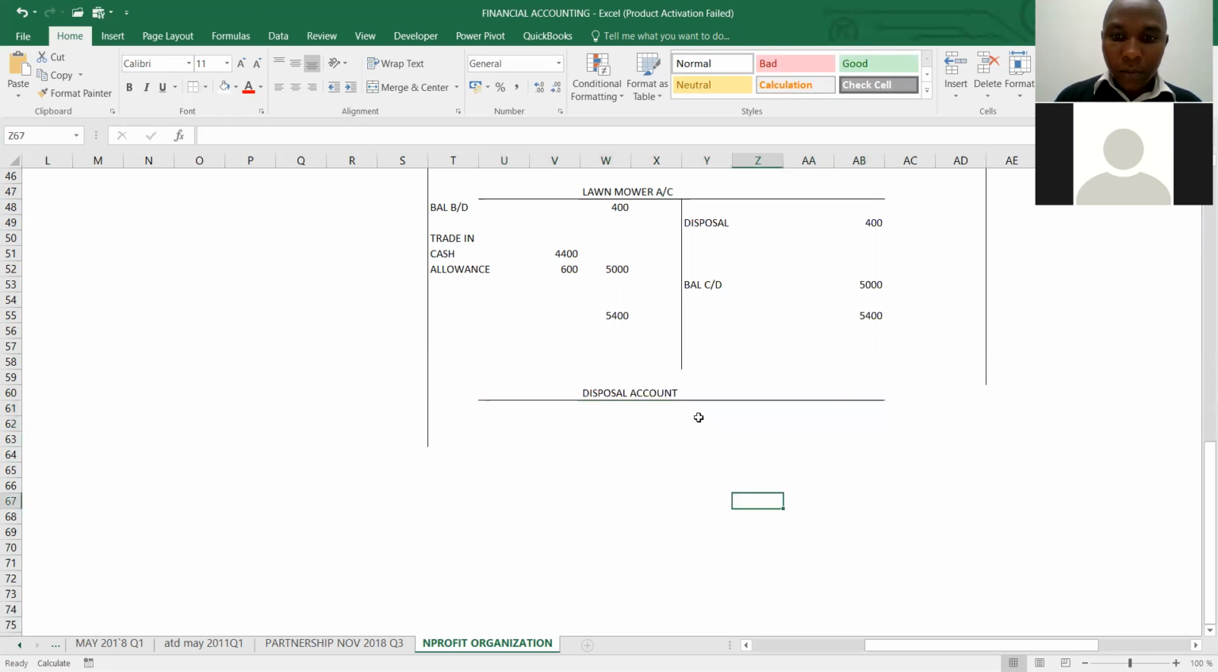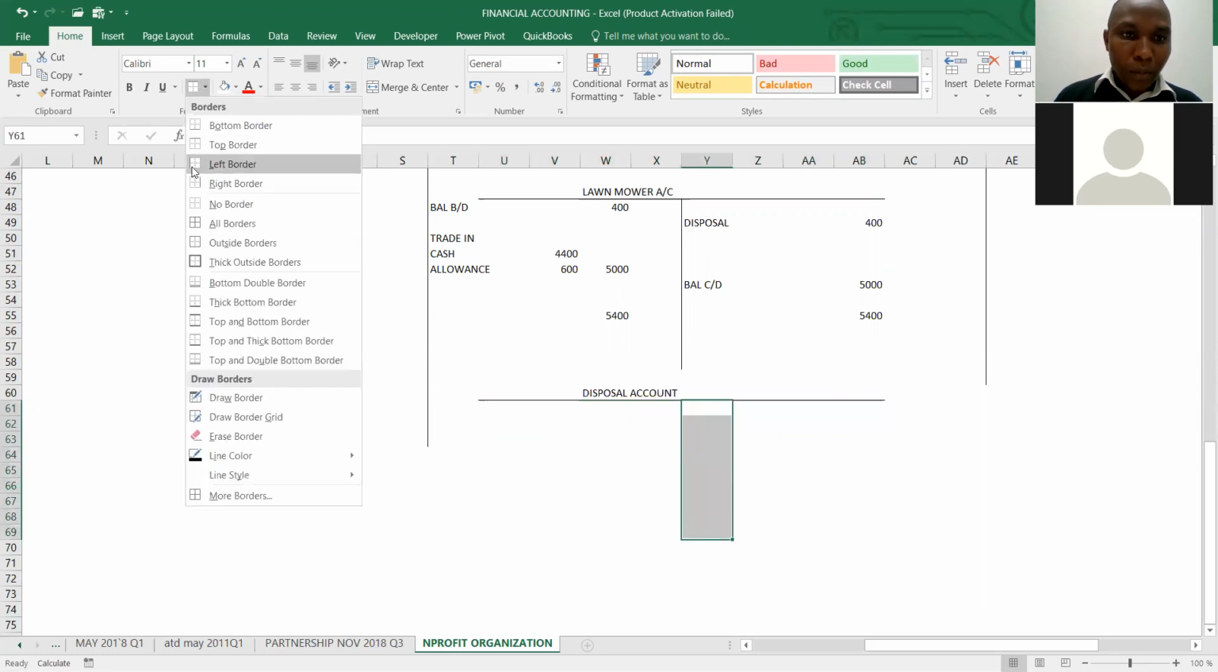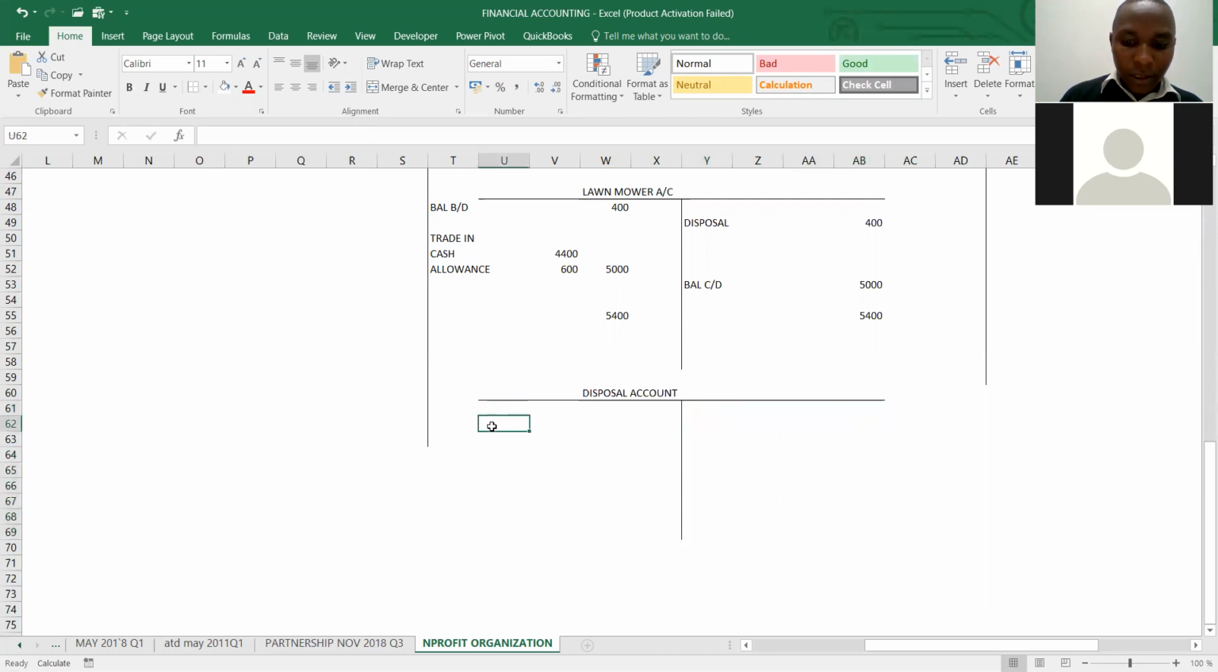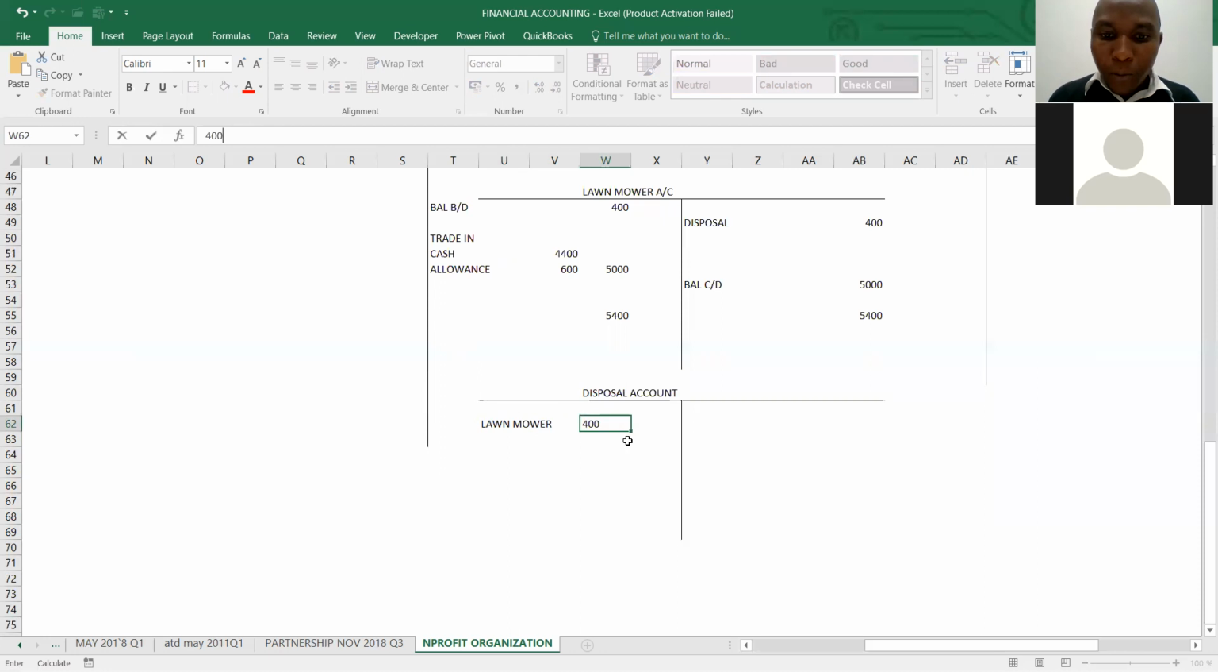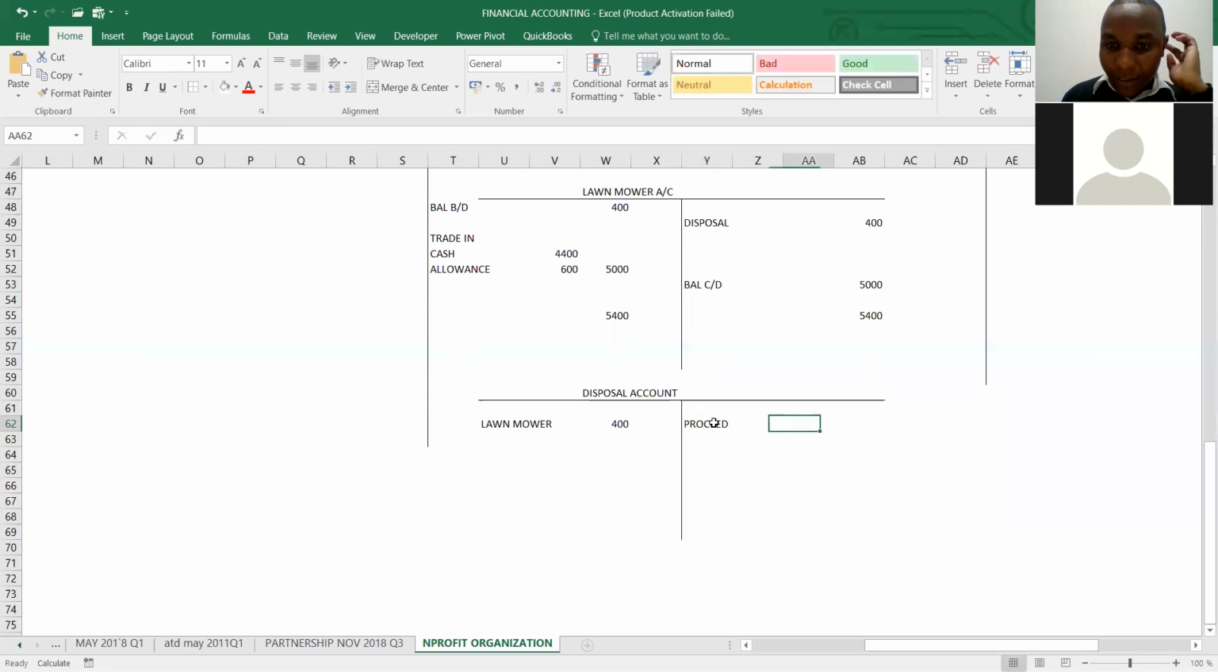Disposal account. So in our disposal account here, we will debit the more account, which is the one we dispose, that is 400. And then we credit the proceeds they have paid us in the form of cash proceeds. We call it proceeds of how much? 600.